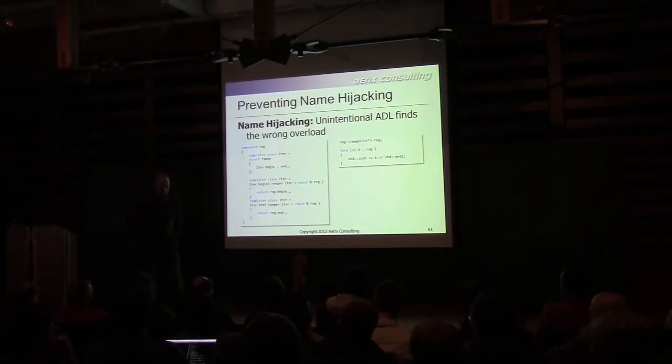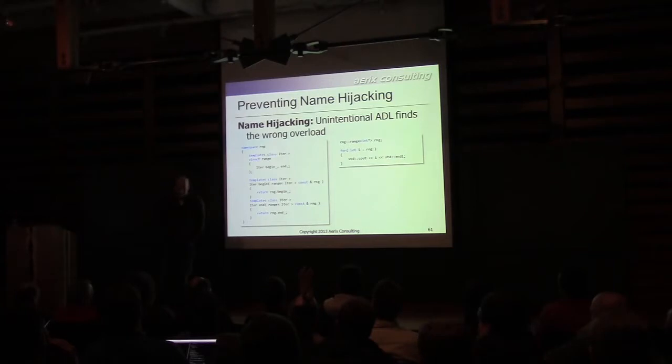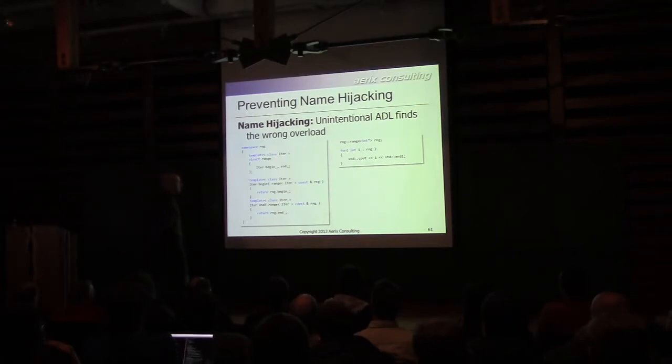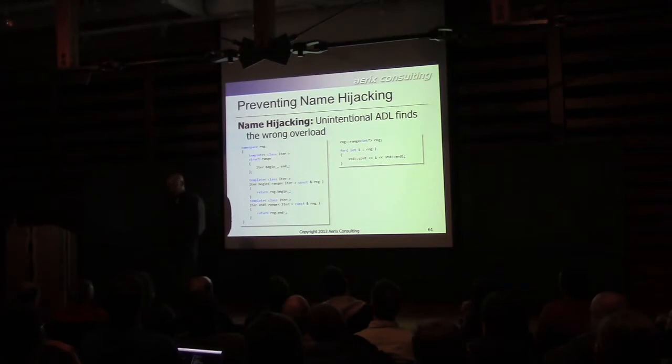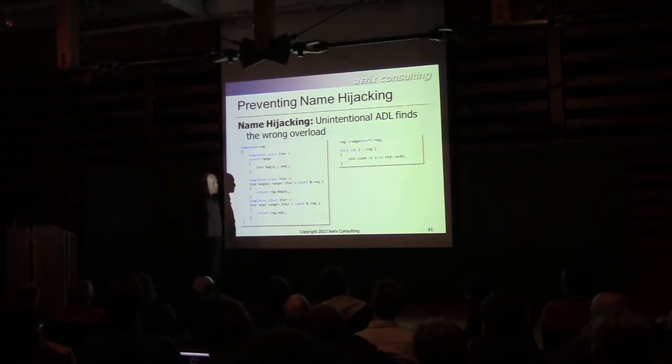So, one other thing with regards to larger scale software design in C++ and C++11 is ADL and name hijacking. And this isn't a problem that's specific to C++11. I just wanted to stick this in there. I'm going to briefly describe the problem of name hijacking. Most of you, maybe some of you, already know what the problem is.